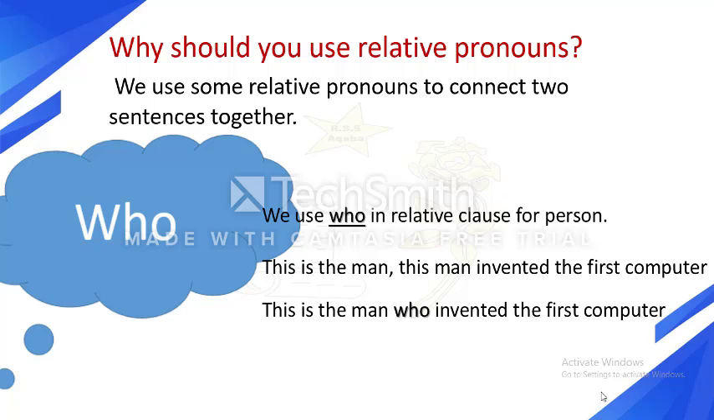Another example: the student is a person. Who wrote this story is creative, like you, of course. So here we use who for a person. Let's take another one.